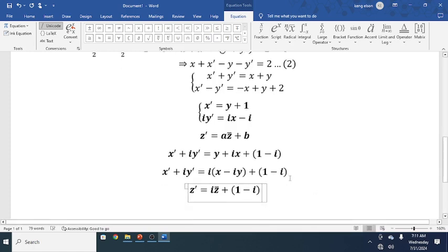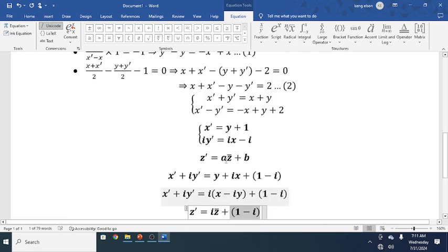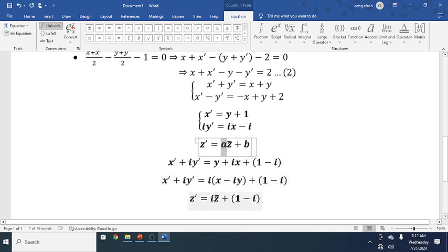So the complex number a is i, and the complex number b is 1 plus i. To always know if this is an orthogonal symmetry, we need the fact that the modulus of the complex number a should always be equal to 1. In this case, it is i and the modulus is 1, so it is definitely an orthogonal symmetry.